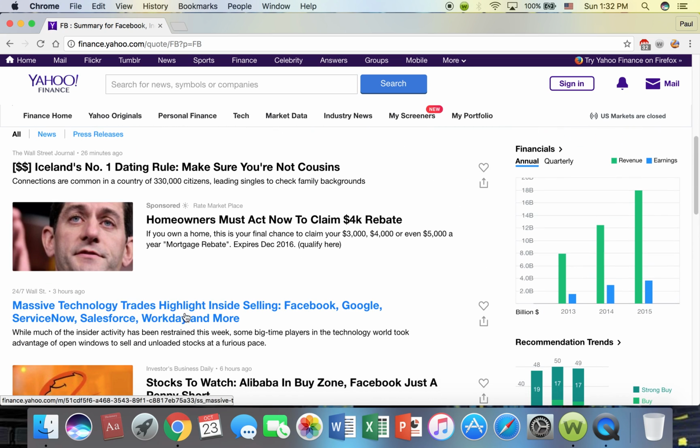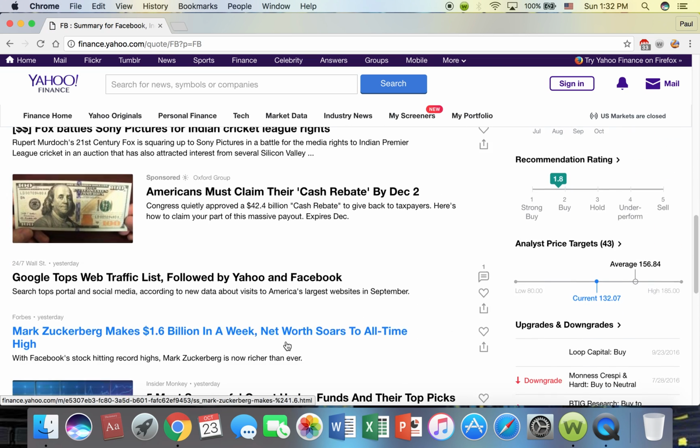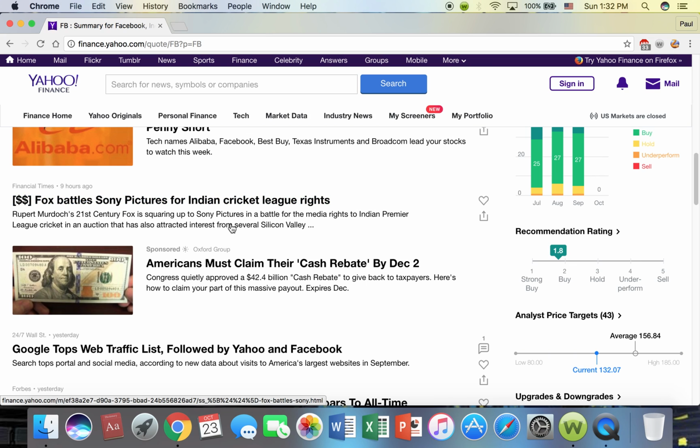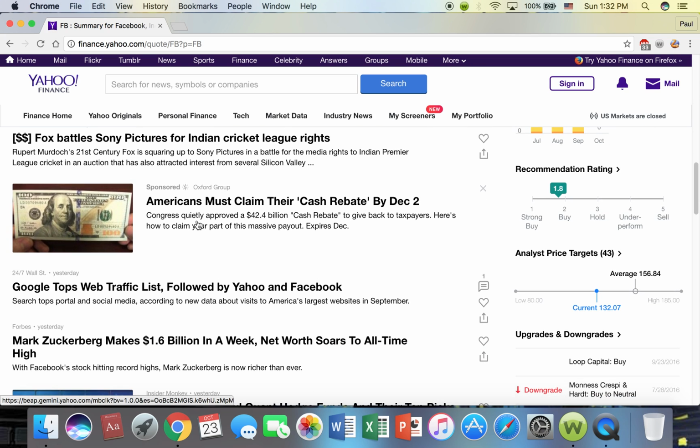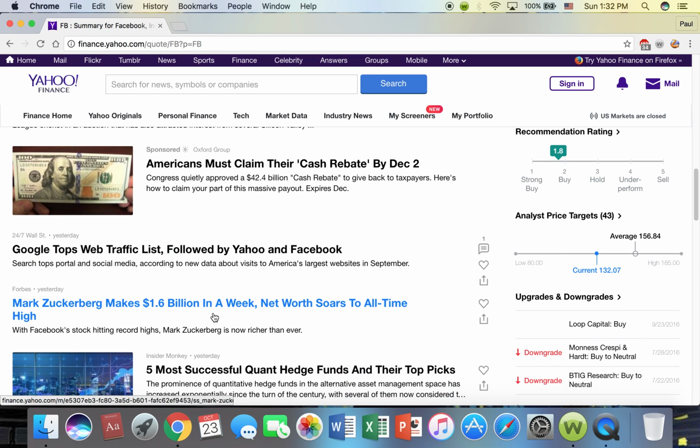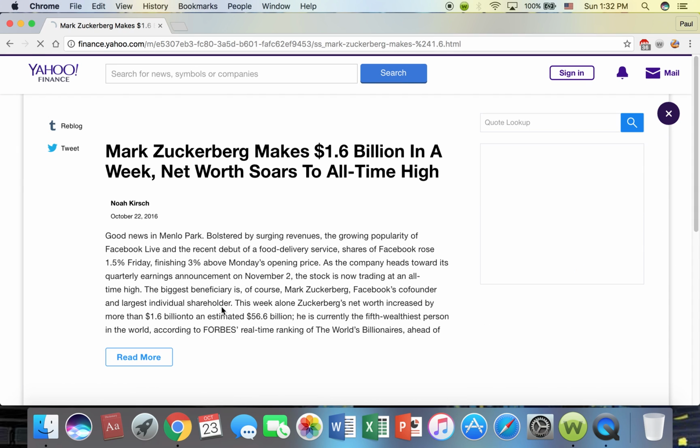All right, and then the final part, which is very important. These articles tell you about things that are going on with the company. As you can see, these different articles, Fox Valley, Sony Pictures, that involves Facebook somehow. Sometimes it's just if their name is listed in the article, they'll be in there, even if they're not an important part of it. Here we go, Google tops web traffic list followed by Yahoo and Facebook. All right, and this might be an interesting article. Or Mark Zuckerberg makes $1.6 billion in a week. So we can look at that.